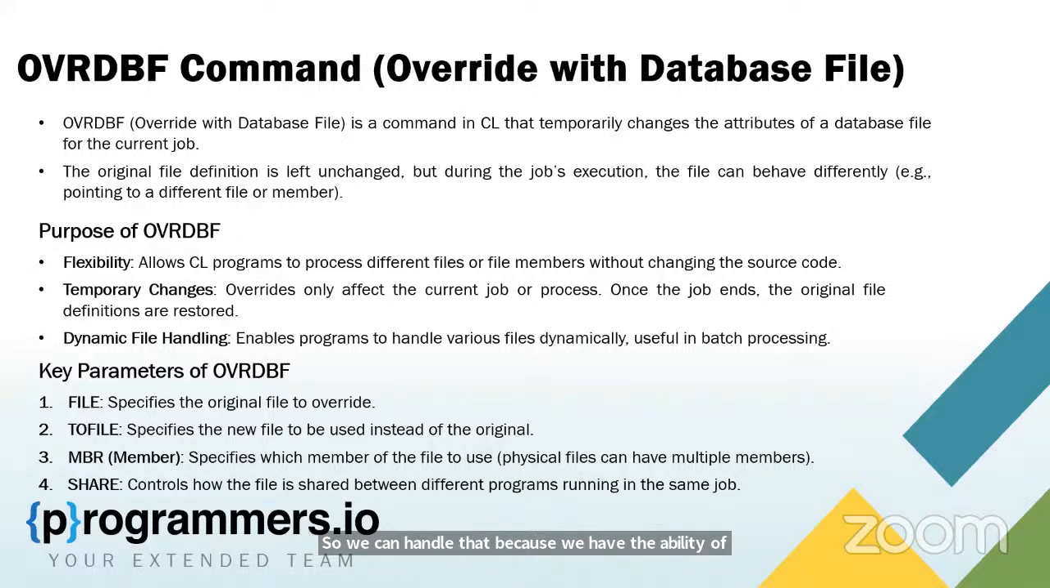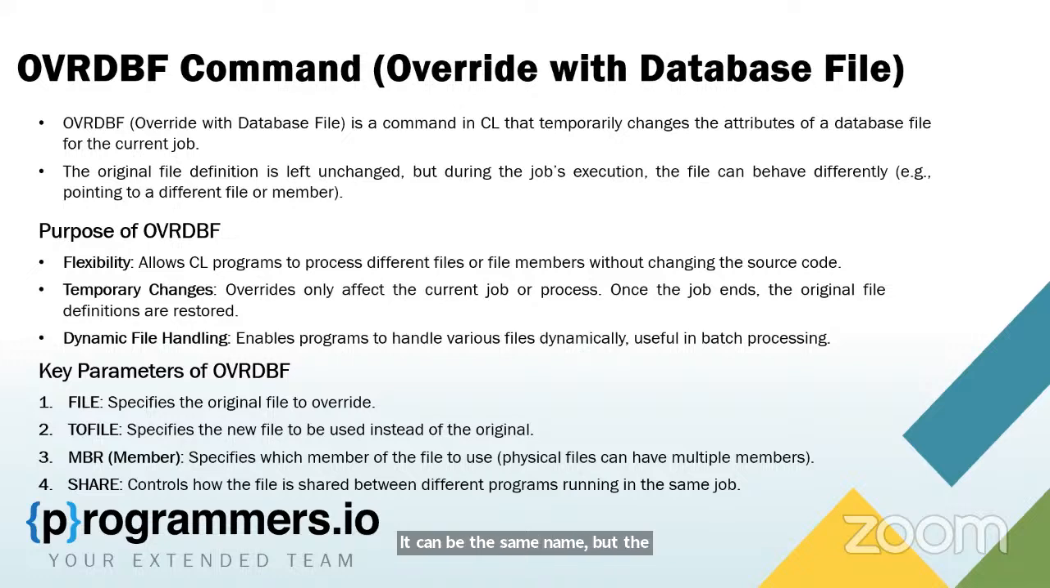Key parameters, or we can say key attributes of override file. Generally, when we are defining the override file, the first thing that we have to specify is FILE, or we can say we have to pass the actual file name that we want to override. Then TOFILE, which is used as a second name for the file. It will create a reference for that particular file. It can be the same name, but the references will be different.